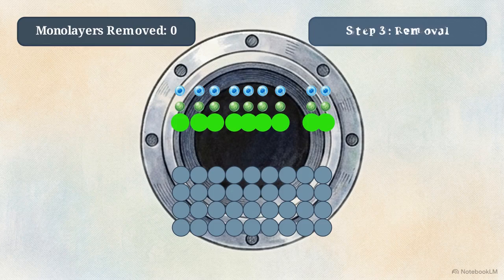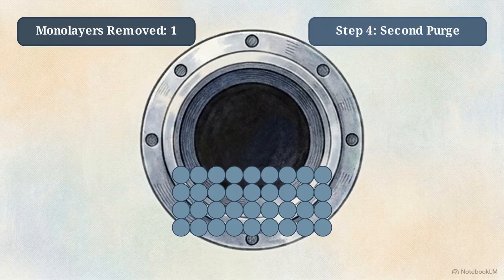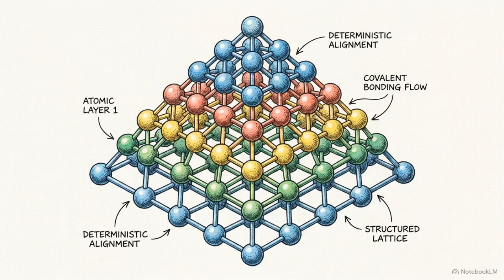The volatile byproducts and the plasma gas are evacuated from the chamber, resetting the environment before the cycle repeats. By decoupling the chemical modification step from the physical removal step, ALE grants engineers absolute deterministic control over atomic geometries.